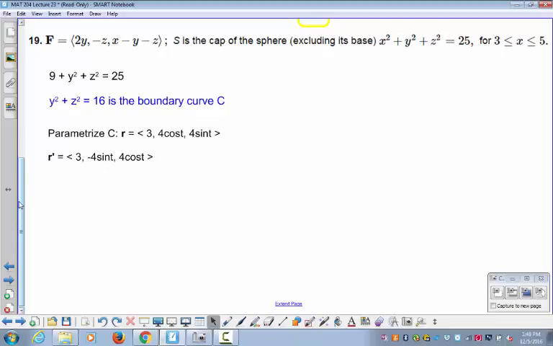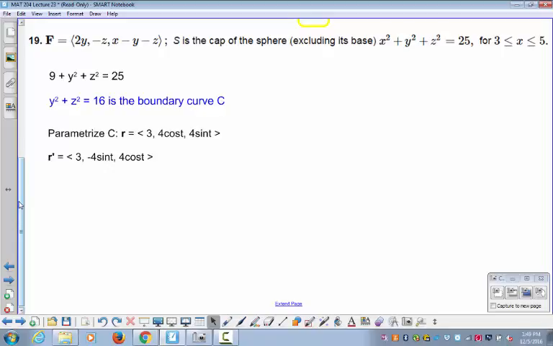Okay, so for the variables, isolate the variables. We see that it's a circle of radius 4. And that circle of radius 4 is floating out there at x equals 3. It's not in the YZ plane. It's up there, x equals 3.